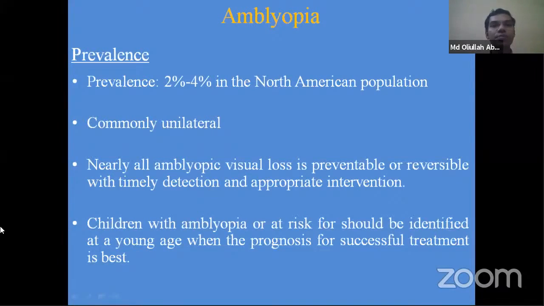So as I was discussing, the commonest form is unilateral in nature, and nearly all amblyopic visual loss is preventable, because there is a certain plasticity period concept. We'll talk about the neuroscience, how amblyopia occurs, and we'll discuss how we can manage this condition. Children with amblyopia or at risk should be identified at a young age, because you can manage them easily and efficiently. You can develop their binocular vision functions in a better way when you detect them early and manage them efficiently.